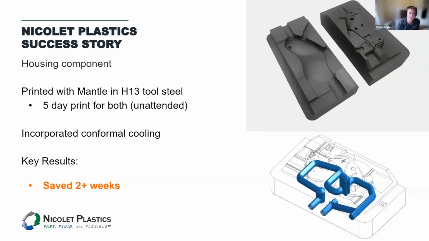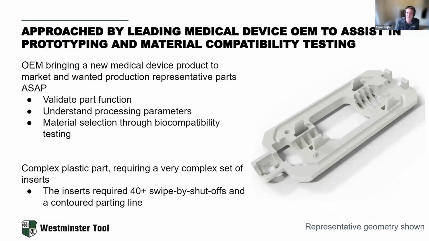A good new example from Nicolay Plastics, a customer of ours. This is a housing component. They printed both of these inserts you're seeing here, the same example as we were showing earlier with the green body. They printed these in about 5 days. Of course, that's fully unattended. They also incorporated some conformal cooling into this insert, which is always kind of the icing on the cake, we like to say, because they're generally saving time and cost even without conformal. So why not add that example in? And also, they saved over 2 weeks with these inserts as well. This is one of the new case studies we're working on and we'll be showing off at IMTS coming up soon.